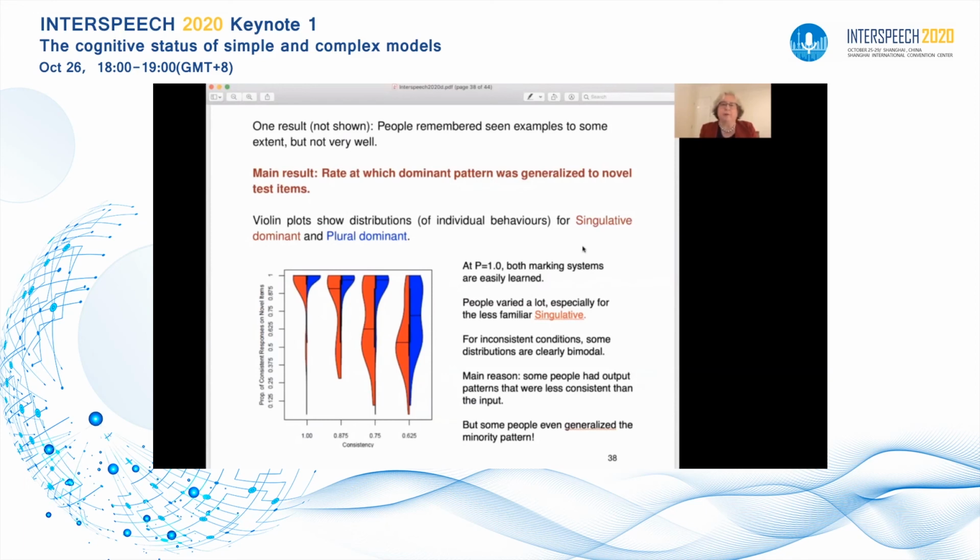if the input was perfectly consistent, both marking systems are easily learned. In fact, there's no significant difference between those two distributions. People varied a lot, especially for the less familiar singulative. And for the inconsistent conditions, some distributions are clearly bimodal. The main reason is that some people had output patterns that were less consistent than the input. And some people even generalized the minority pattern. That was about 27 people in the study.